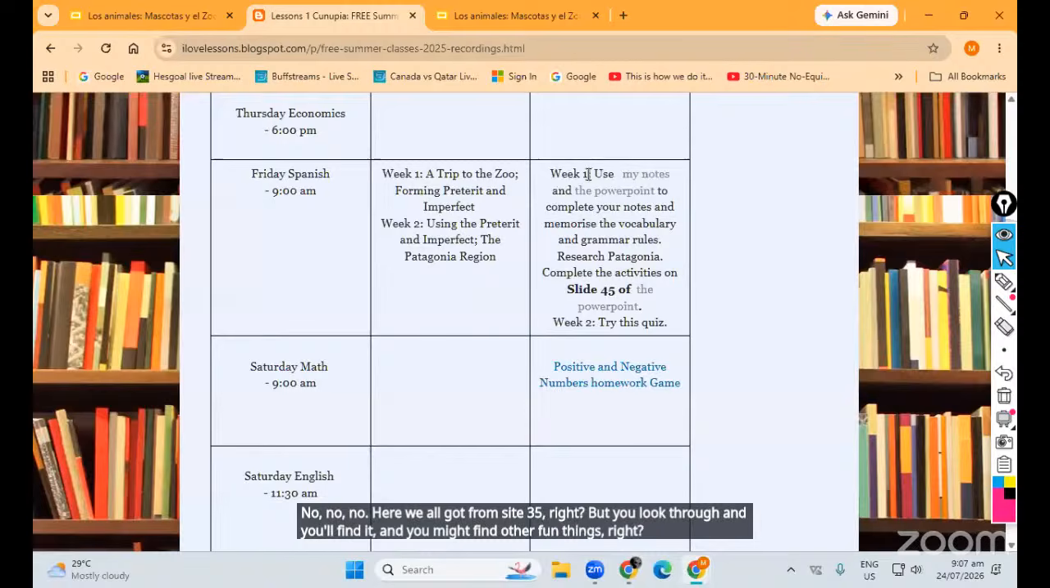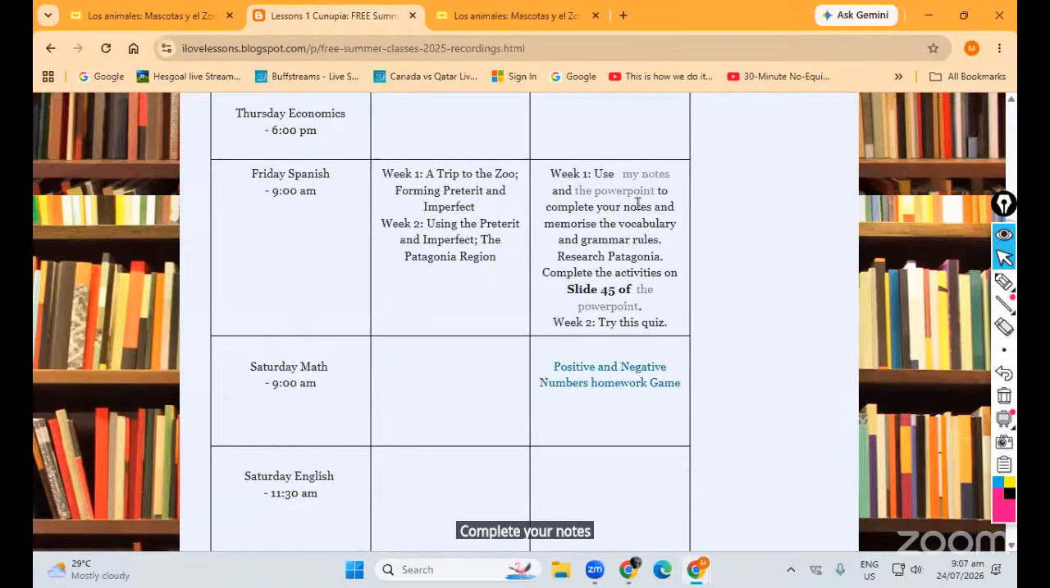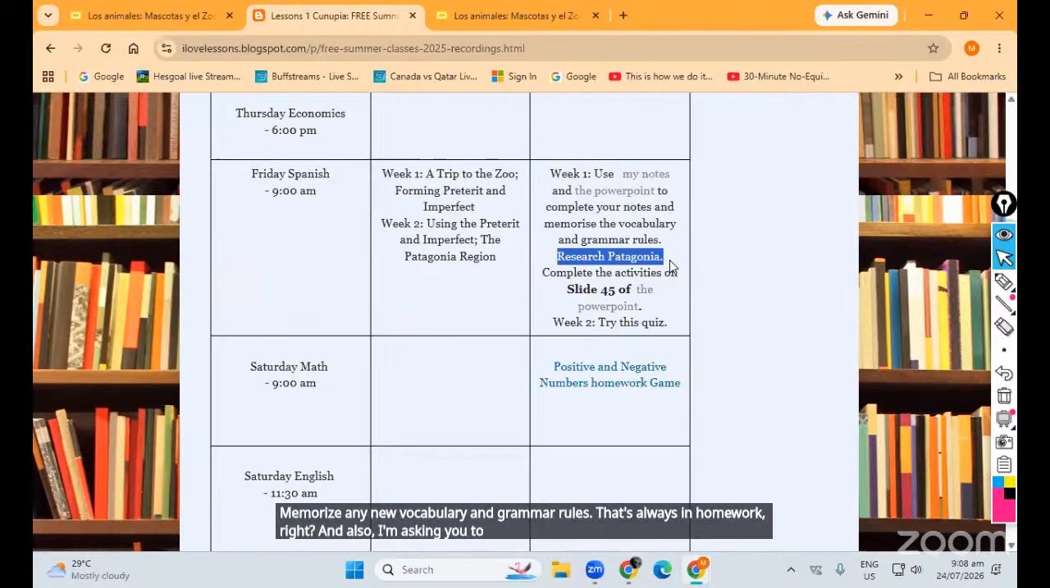And you'll see the homework. The homework is complete your notes using the PowerPoints, memorize any new vocabulary and grammar rules. That's always the homework, right? And also I'm asking you to research Patagonia. And I have here complete the activities on slide 45.